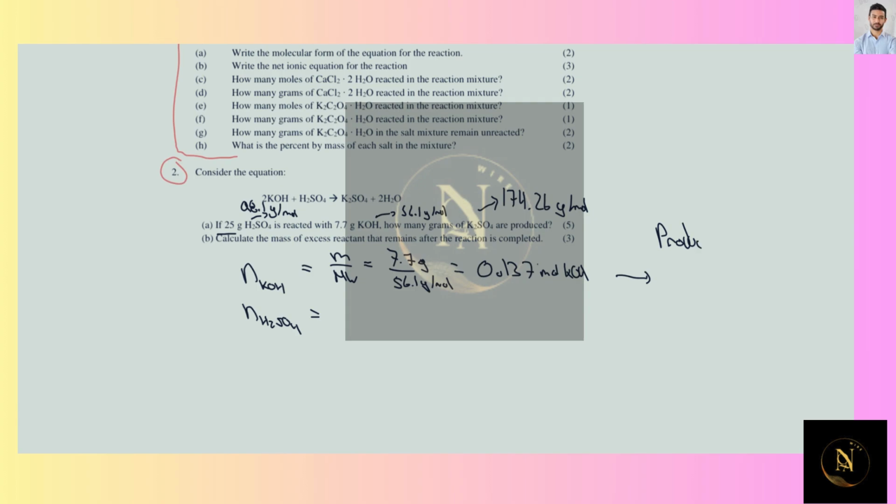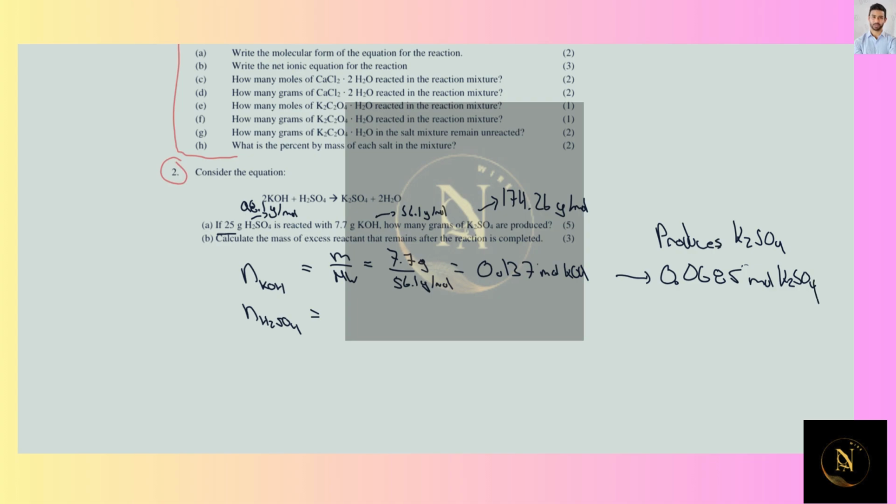Next, we're going to see how much of potassium sulfate this can produce, and the amount that it's going to be able to produce of potassium sulfate would be 1/2 of my initial amount. So due to stoichiometry, this would be 0.0685 mole of the sulfate.